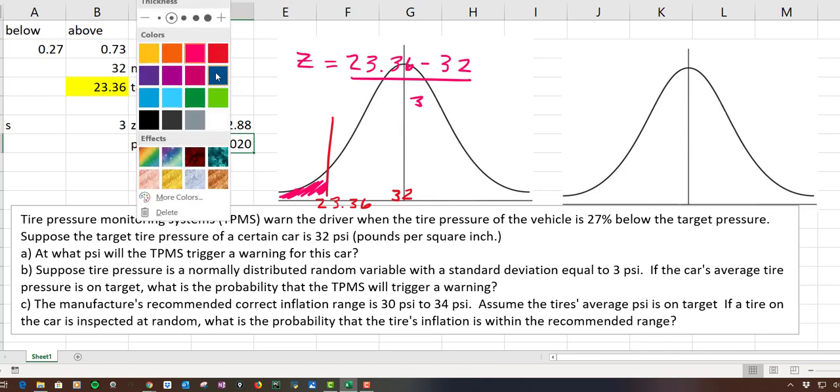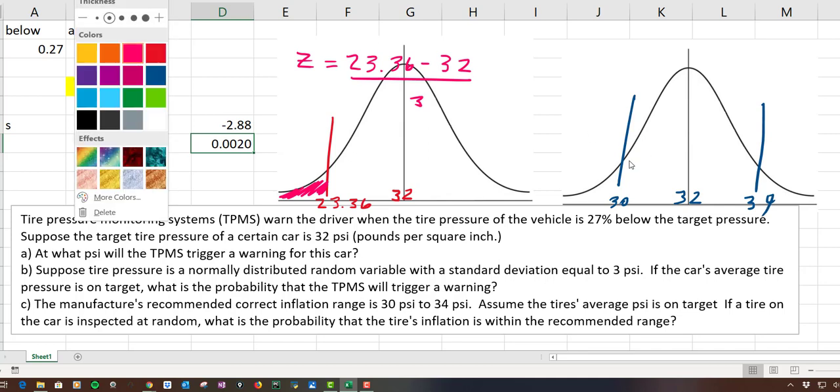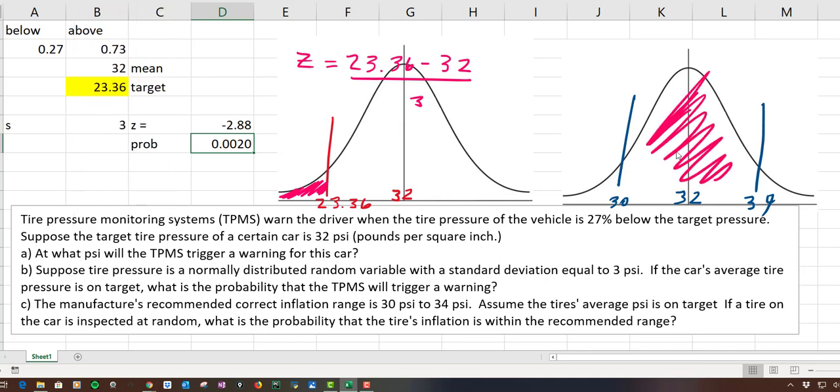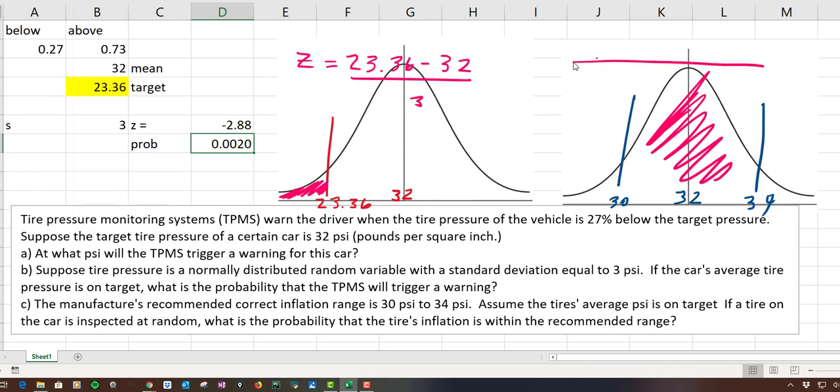So again, this is really important that you understand visually what you're looking at. 32 was the mean. Between 30 and 34, what I'm looking for is this probability between those values. So again, you could either use the table and find the Z values and look those up, or you could find this probability all the way from the bottom up to the 34, subtract the probability up to 30, and that would give you the actual middle piece. The easiest way is to do that in one step.